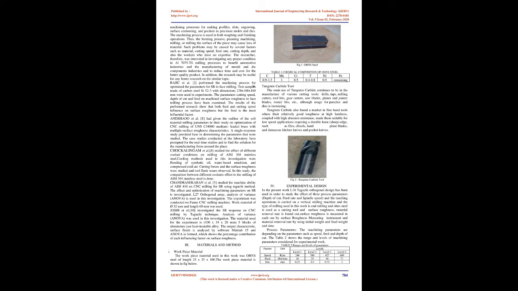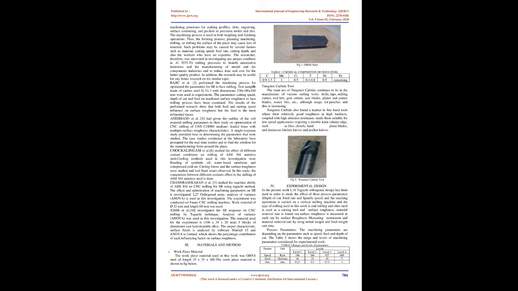Cutting aluminium alloys is a major manufacturing process in the automotive industries and the manufacturing of mold and die components. Milling with an end mill is one of the important machining processes for making profiles, slots, engraving, surface contouring, and pockets in precision molds and dies. The machining process is used in both roughing and finishing operations.